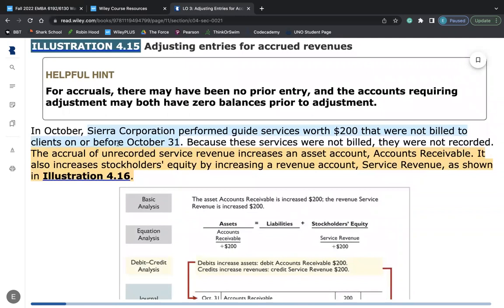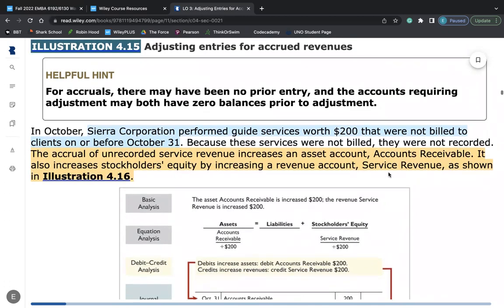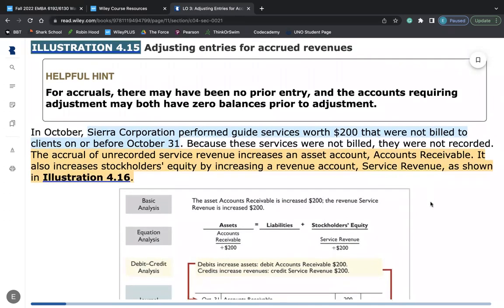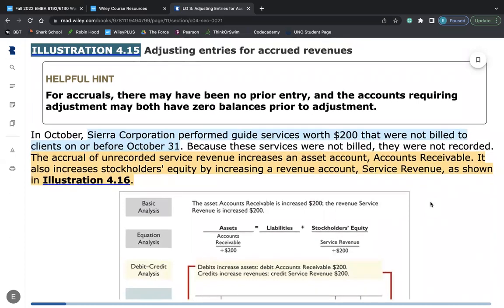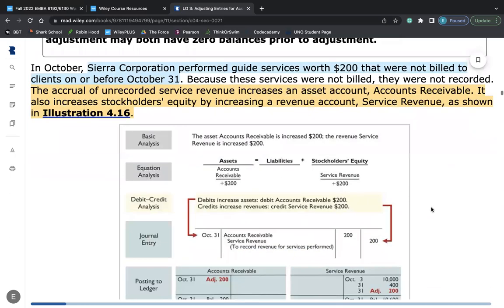In October, Sierra performed guide services worth $200 that were not billed to clients on or before October 31st. Because these services were not billed, they were not recorded. The accrual of unrecorded service revenue increases an asset account, accounts receivable. It also increases stockholders' equity by increasing a revenue account, service revenue, as shown in illustration 4.16.